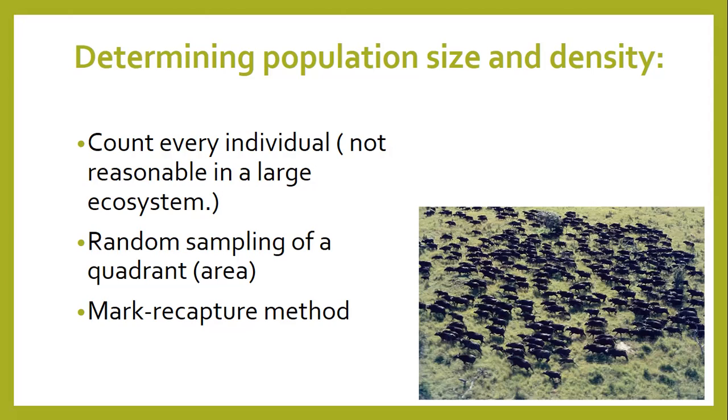Random sampling. Random sampling means that you take an area, a quadrant. Depending on the size and the type of the species, that can vary greatly. If it's something like how much grass is in your yard, a 1 by 1 meter would be more than enough to get a good idea about how much grass there is in general.